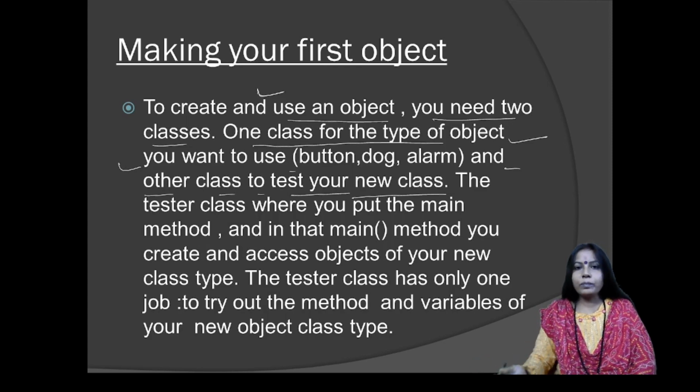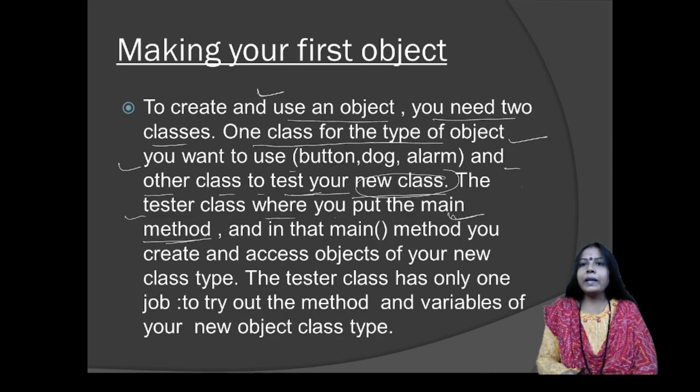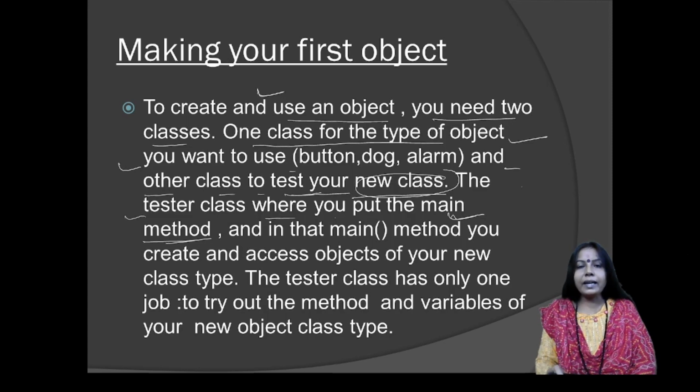और जो दूसरा क्लास हम क्रिएट करेंगे, फॉर व्हाट? टू टेस्ट योर न्यू क्लास. Where the tester class, where you put the main method. The other class that you create for testing purposes, where you will have to put the main method. जहां पे हम main method को रखेंगे. As you know, in a Java program there is only one main method. वहां पर हम केवल एक ही main method का यूज करेंगे. However, we can also use multiple classes inside a single program, but we use only a single main method.